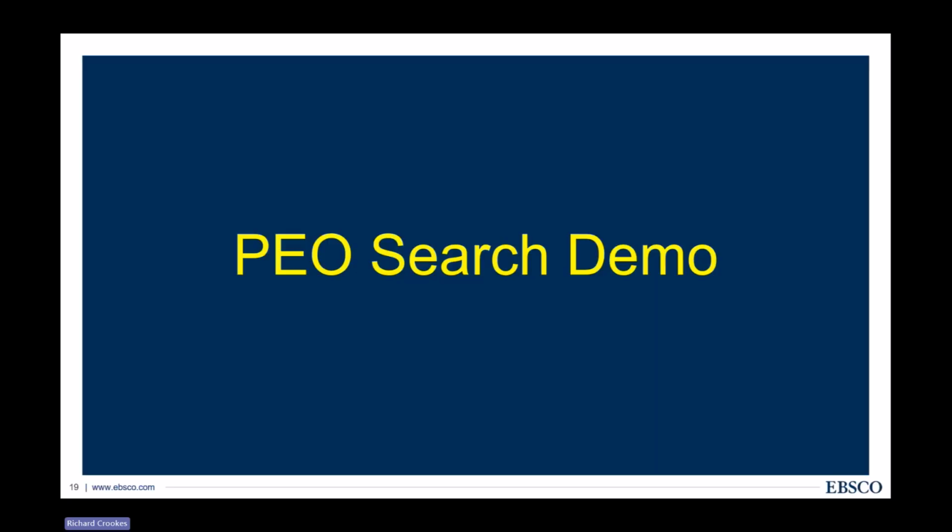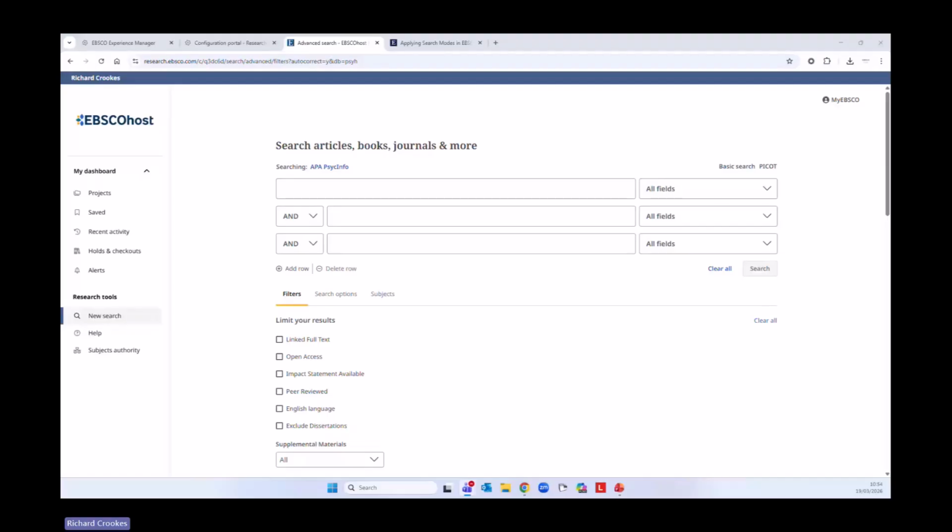So just to give you an illustration of that, we will run the PEO Search Demo now. We'll use the example that we have in the PowerPoint. So we'll go back to my desktop. So let me share my screen now, and you'll see again the landing page, which is the advanced search page.